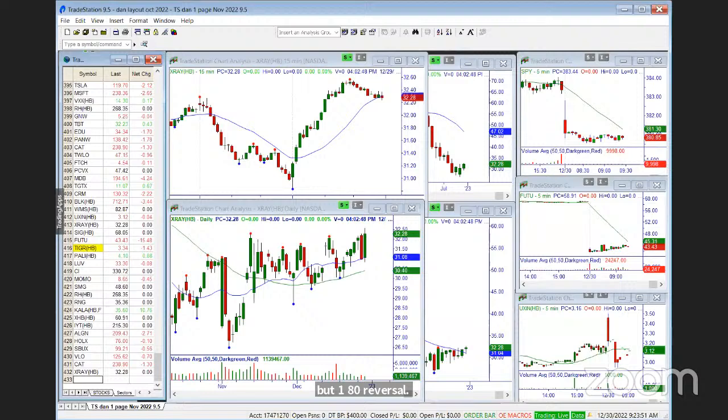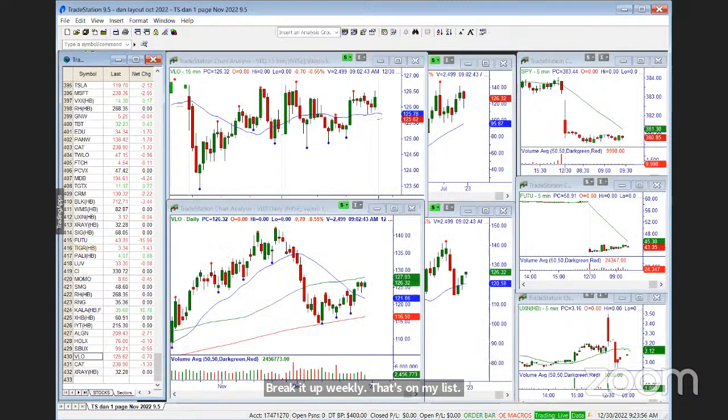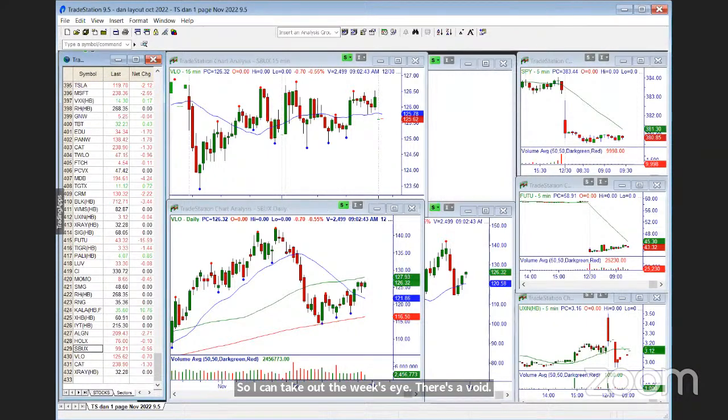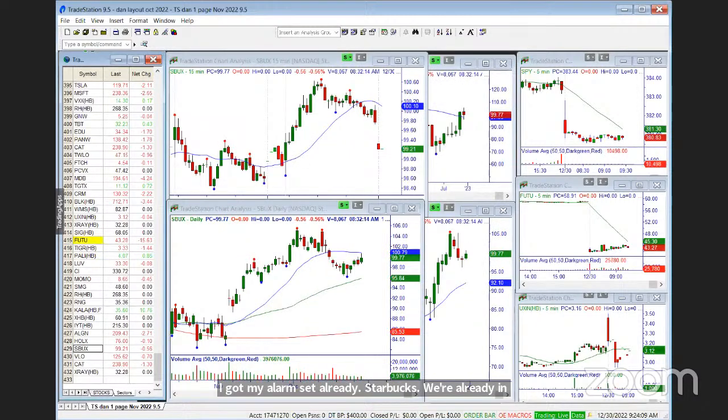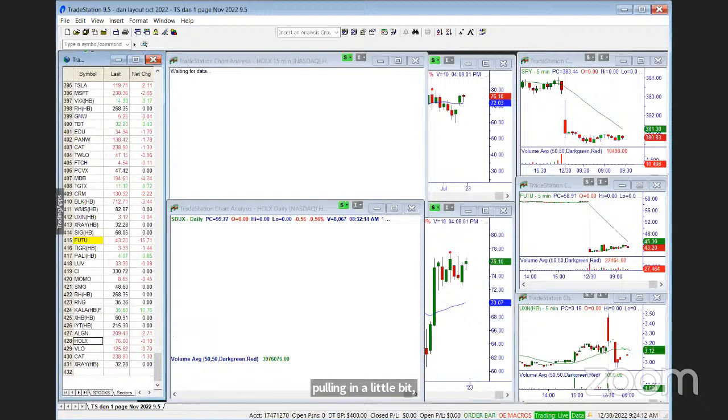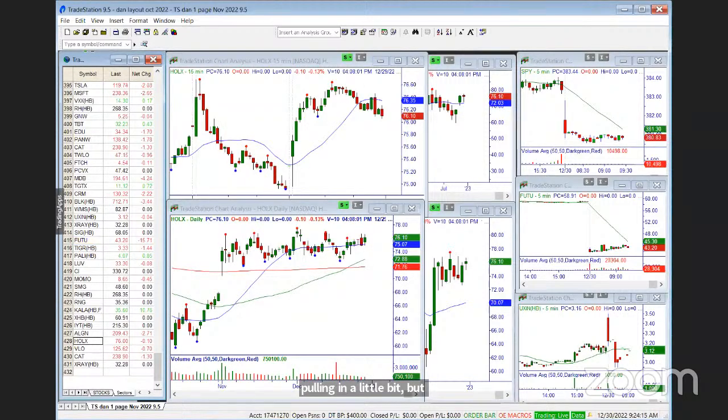The low oil. It's a continuation pattern. If it can take out the week's high, there's a void. I got my alarm set already. Starbucks, we're already in. Pulling in a little bit, but whole X, here's another one, bullish consolidation, bullish weekly. We're in it already, but over yesterday's high, you can add.